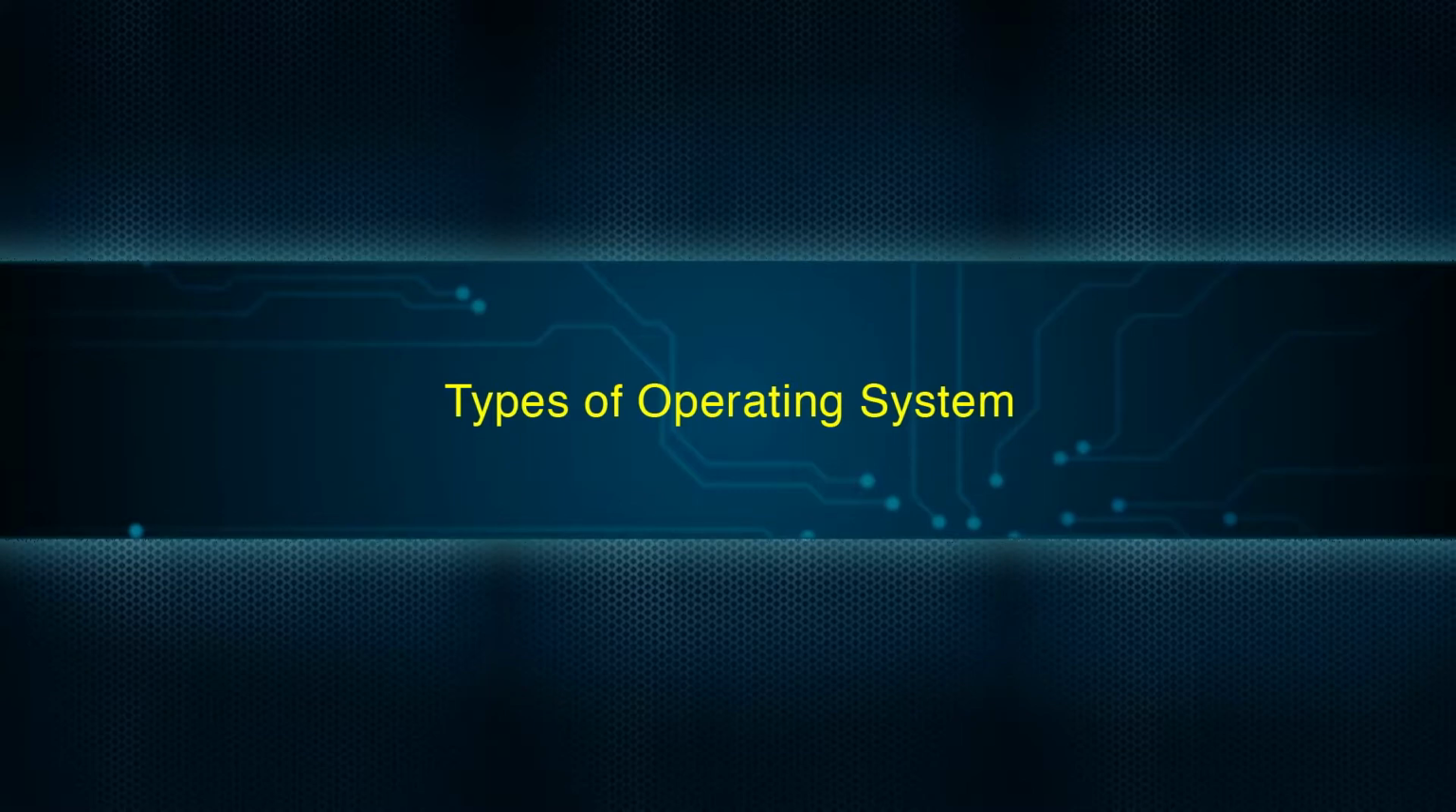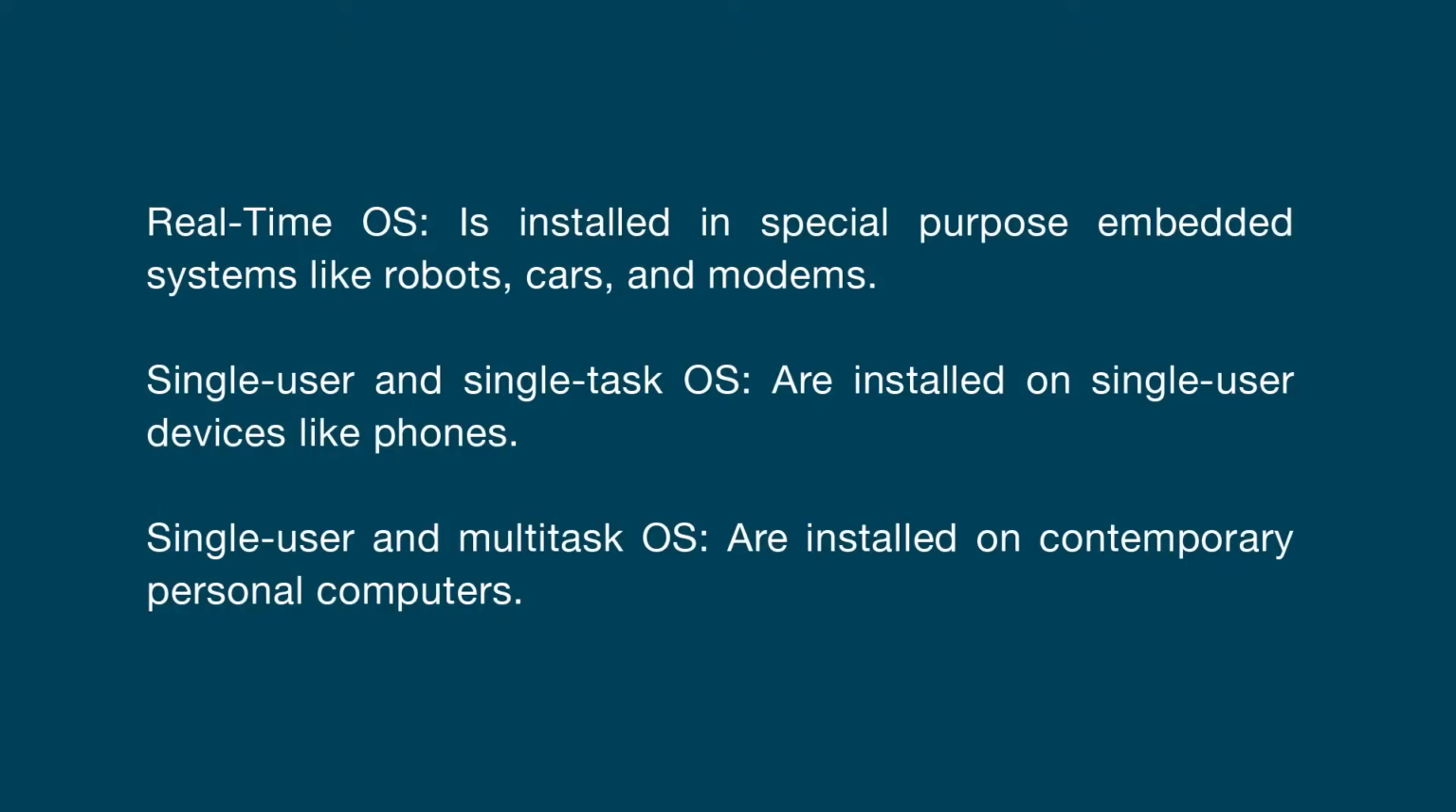Types of operating systems. Real-time operating system: it is installed in special purpose embedded systems like robots, cars and modems. Single user and single task operating system: these are installed on single user devices like phones. Single user and multitask operating system: they are installed on contemporary personal computers.